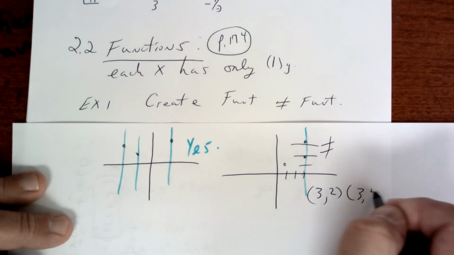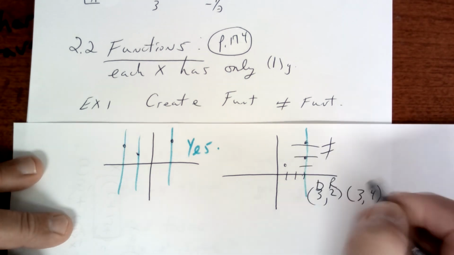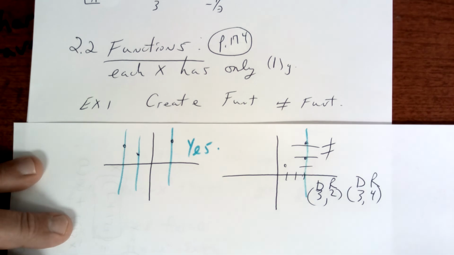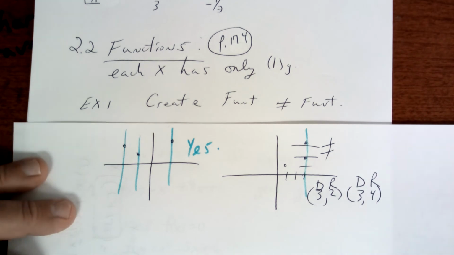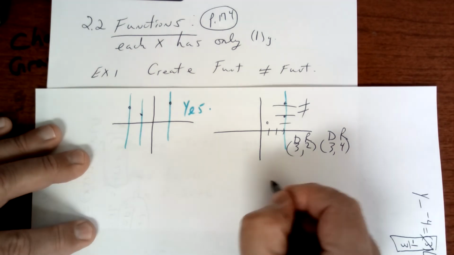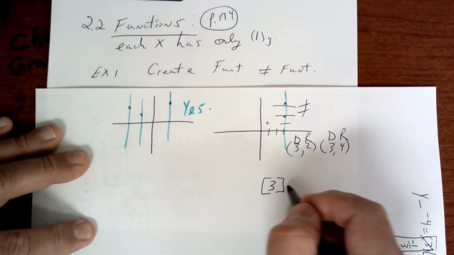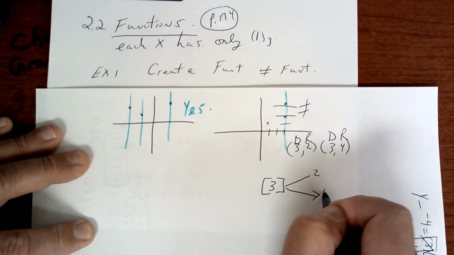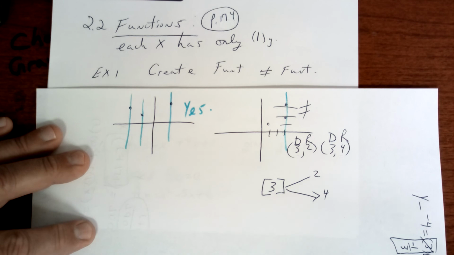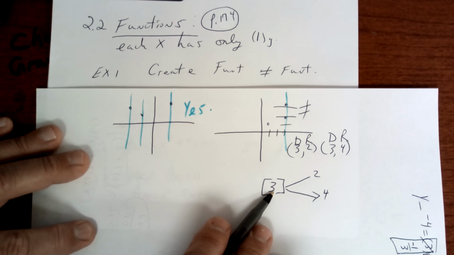Okay, the problem with this is your domain and your range. Write that down, domain and range. The problem with this, and I'm going to make it a little smaller, is the domain, which is 3, for both of these, has a 2 and also has a 4. And you're not allowed to have that. Okay? So every x must have only one y.